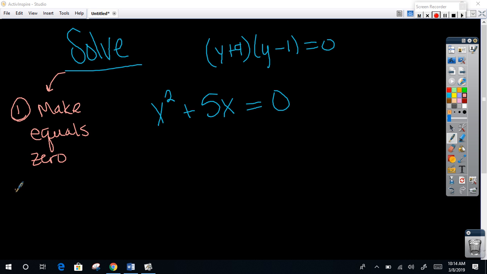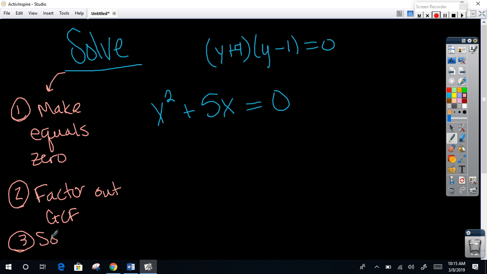Then we're going to try to factor out a GCF. So it already equals 0, right? And then we're going to solve. Say it again. Greatest common factor. No, we won't do least common. Not yet.